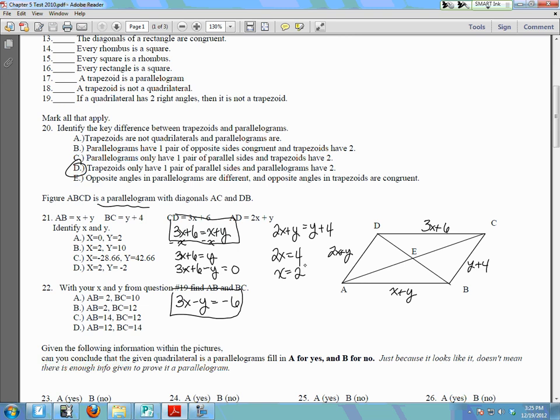Okay. Now, if x is 2, looking at my answers here, that eliminates A and eliminates C. I want to look to see if it's B or D now. Okay, so I have to find y. I'll come down here and say, 3x minus y was equal to negative 6. So I'll plug in x, I'll get 6 minus y is equal to negative 6. Subtract 6 from both sides, get negative y is equal to negative 12. So y has to be positive 12.